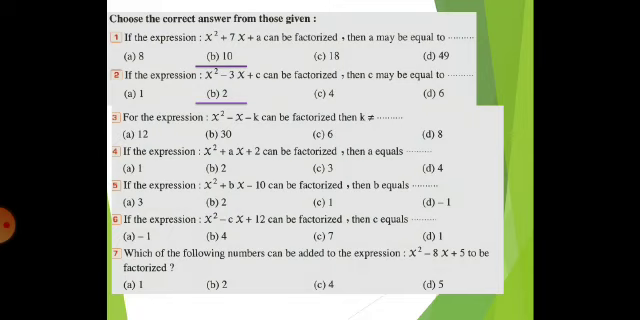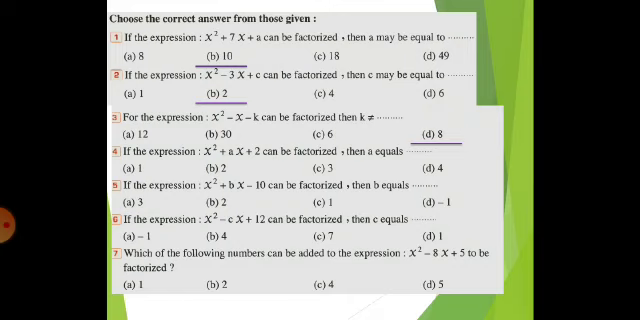6, k equals 6. But 8, we can't find two numbers whose product is 8 and whose difference equals 1. For 6, we find the two numbers whose difference equals 1. For 30, we find the two numbers whose difference equals 1, 6 times 5. So k can't equal 8.